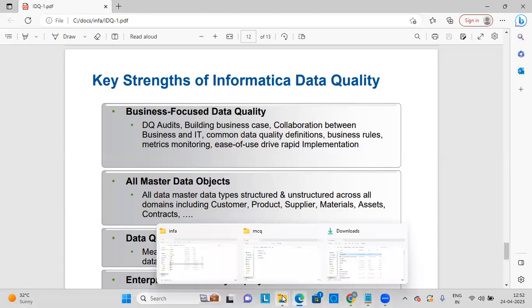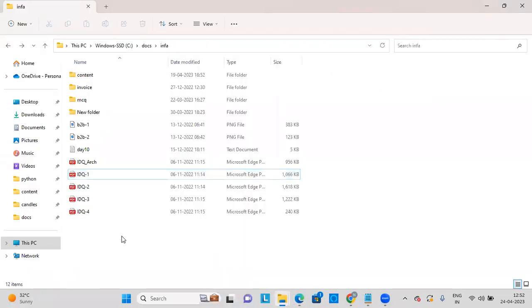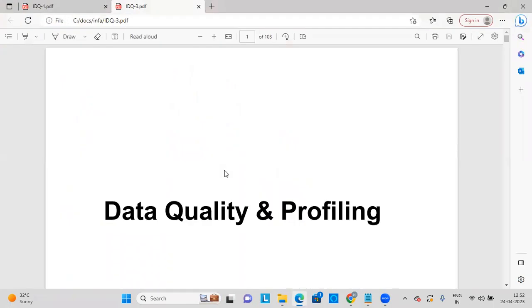I'll try to share this particular presentation, probably after around 5 o'clock or 5:30. You can give me your mail ID so that I'll share this presentation along with the material, so that you can go through it before you come for the next day.